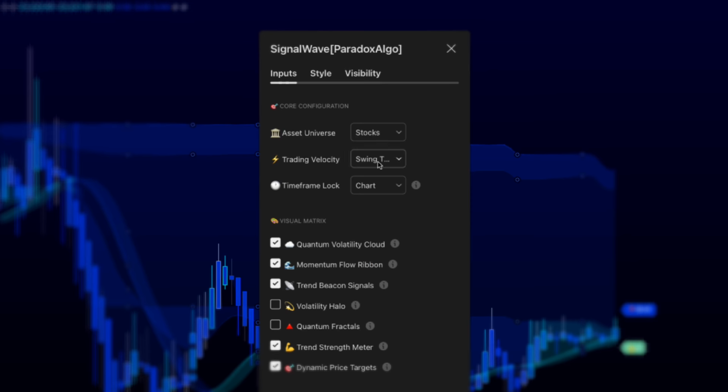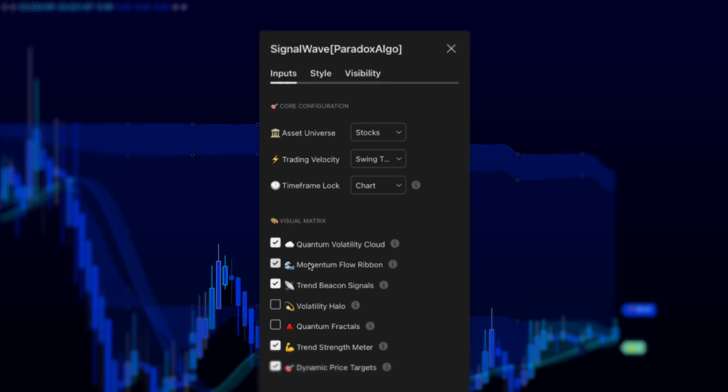And here's a cool feature. If you don't want to constantly switch between timeframes, you can actually set the time frame lock in the input configurations. So if you're trading on 3-minute charts but want to see the 6-hour trend, just set the time frame lock to 6 hours and SignalWave will display the higher time frame analysis right on your intraday chart.